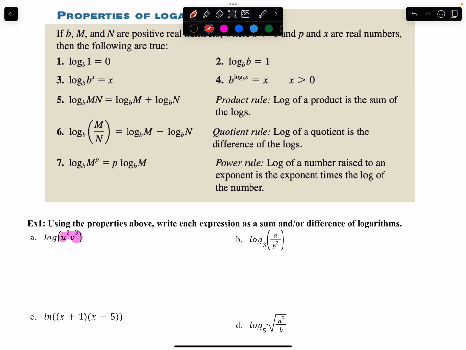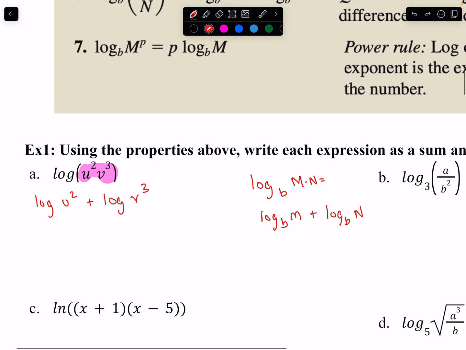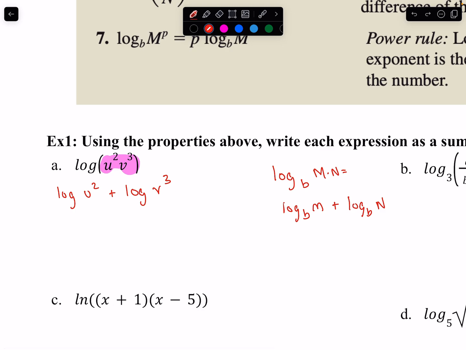The first property I'm using is property number 5 here, that says log base b of m times n is equal to log base b of m plus log base b of n. So that's the fifth property here. So I'm going to write this as log. It's natural base, so ln u squared plus ln of v cubed, right? And there's a natural log here of 10 that you don't have to write. So that's the first thing I do.